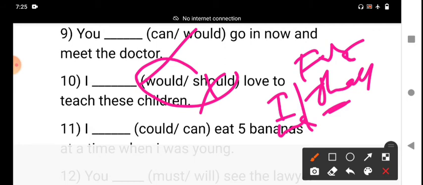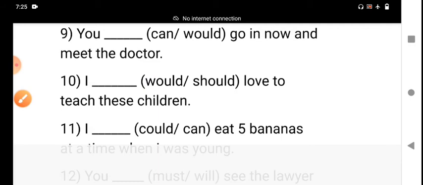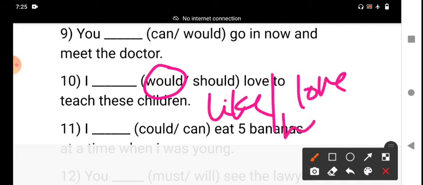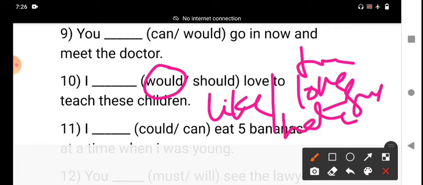But consider the function of the sentence here. Why do we select would in this blank? I would love to teach these children. Would is used to say what you like, what we love, what we hate. These are senses and perceptions, what we touch, what we smell. These verbs are preceded by the modal verb would. That means I have selected this answer, and this is the explanation of why it is the right answer.